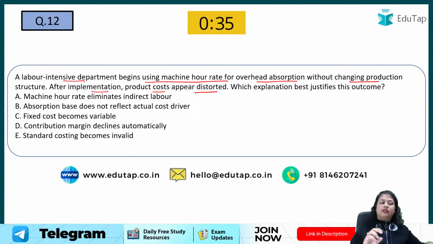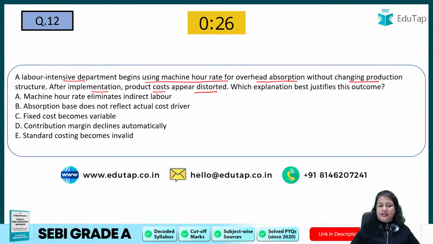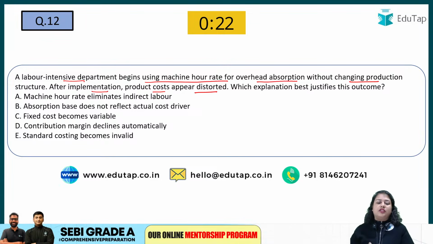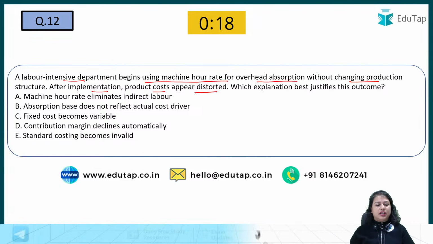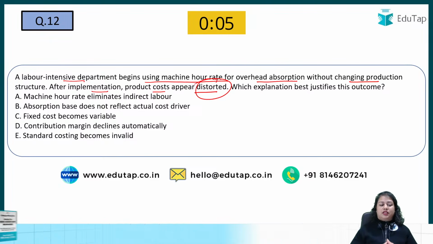So basically, it is a labor intensive department wherein the labor is working. There is a smaller number of machines and labor is far greater. It is a labor intensive department, but when it has to calculate the overheads, it is using the machine hour rate as the absorption rate. So of course this is illogical, right? The product cost will appear distorted because it is a labor intensive department and you are using machine hour rate. So which explanation best justifies this?